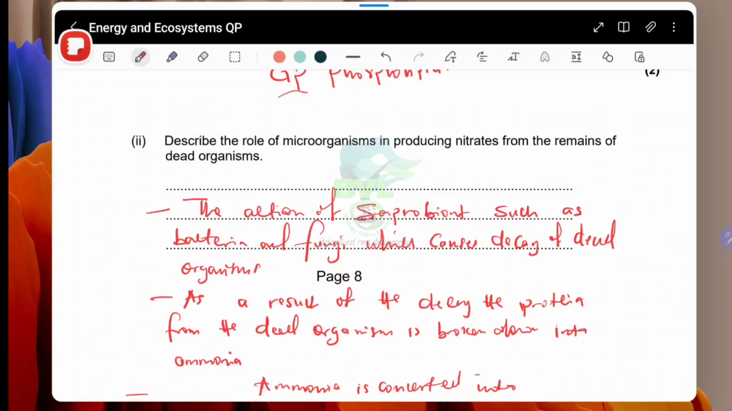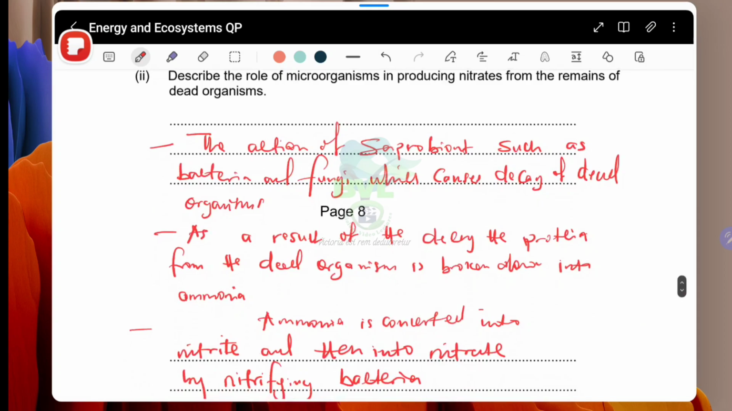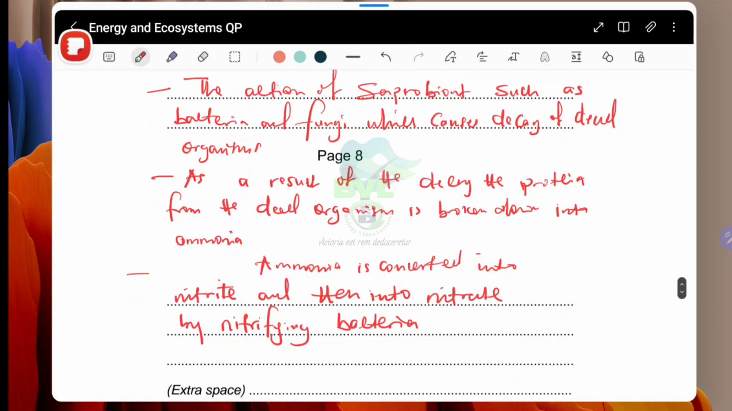So the action of saprobionts. Saprobionts are organisms that cause things to decay, such as bacteria and fungi, which cause decay of dead organisms. As a result of the decay, the protein from the dead organism is broken down into what? Ammonia. Ammonia is then converted into what? Nitrites, and then nitrates. Nitrite is converted into nitrates by nitrifying bacteria. These are something you don't want to forget, really.